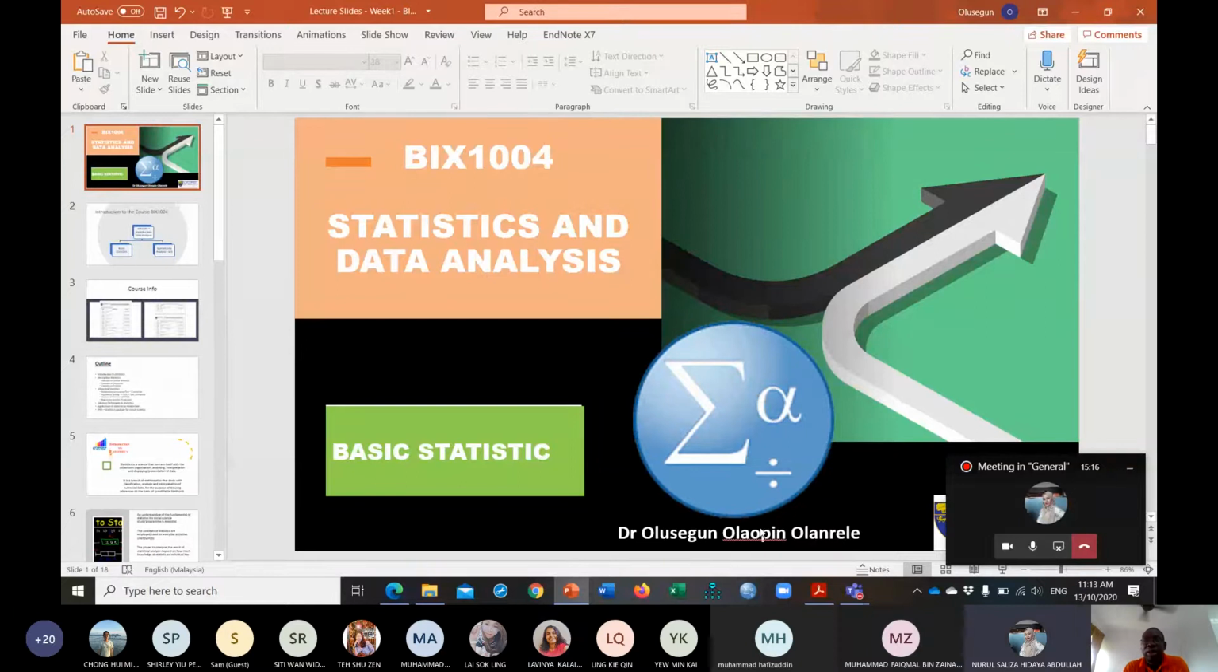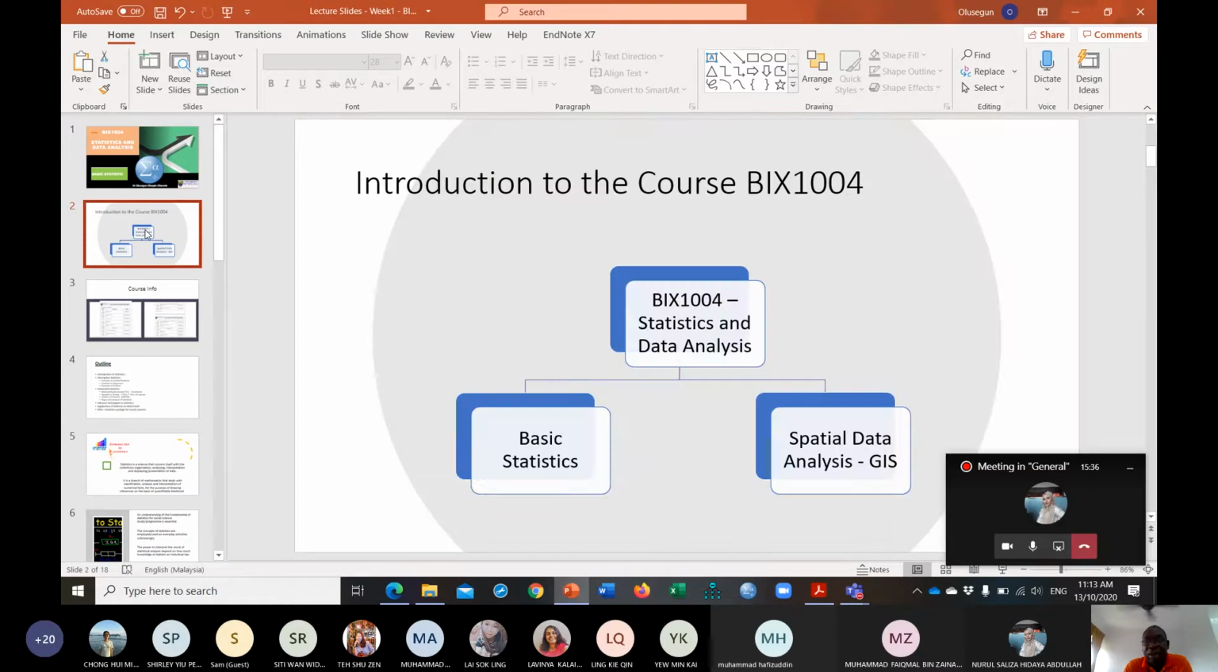Okay. So this is statistics, and I want to tell you that the course BIX1004 is divided into two: basic statistics, as well as spatial data analysis. In basic statistics, we talk about numbers. In spatial data analysis, you are going to talk about geographic information systems and how they affect the real estate industry.